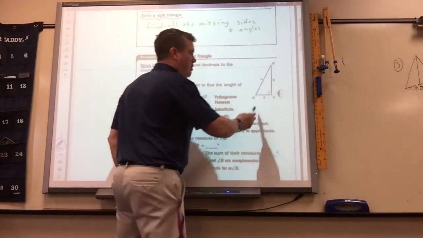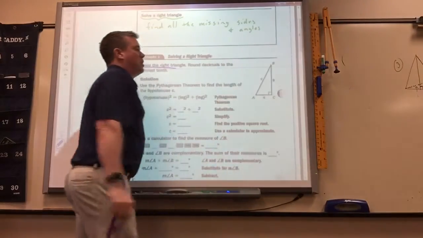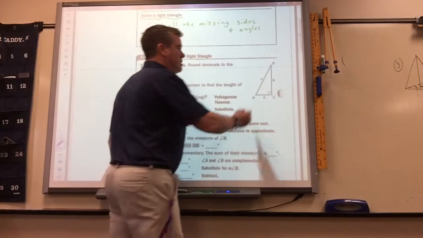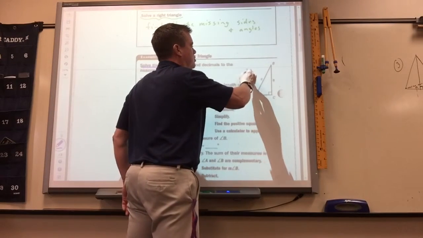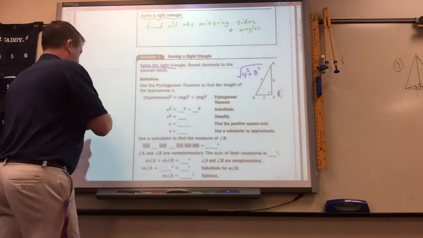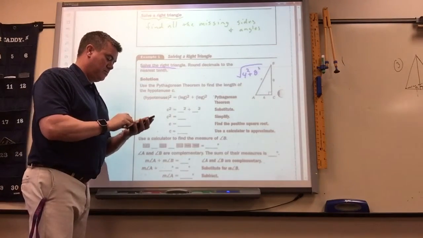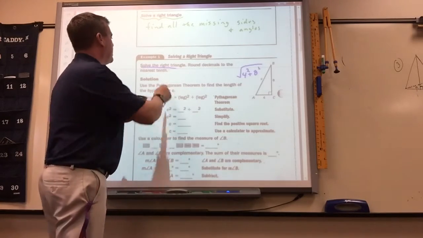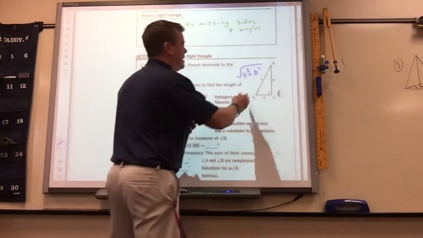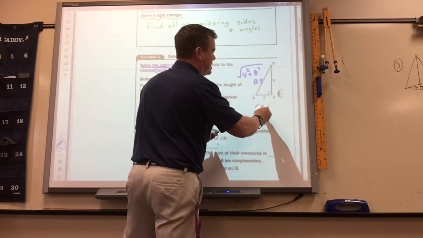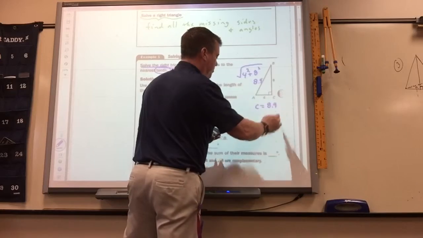So they give us the two sides, so what are we going to do to find the third side, the easiest? Pythagorean theorem. Since it's a leg and a leg, you take 4 squared plus 8 squared and you square root it. And round to the nearest tenth, it's 8.9. So you would write then that C equals 8.9.